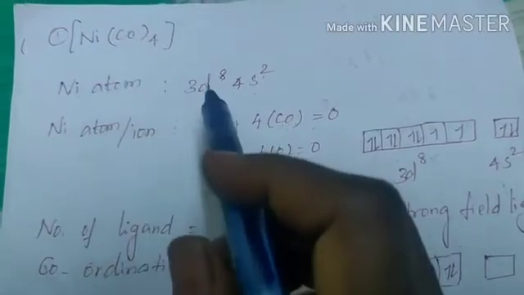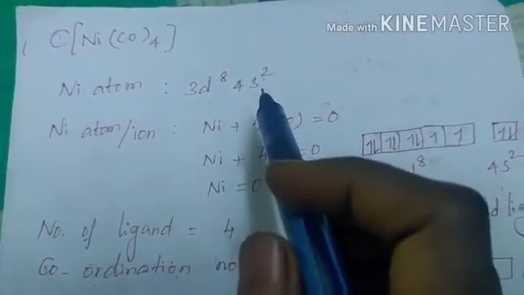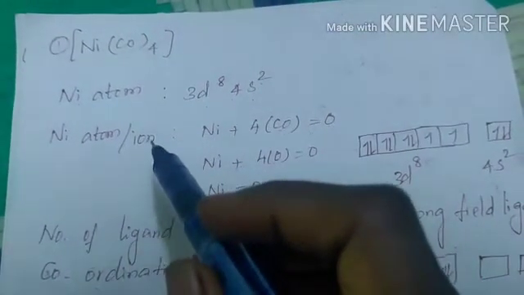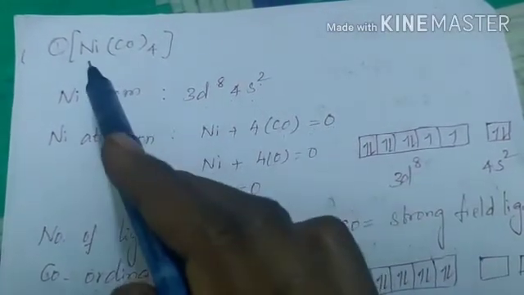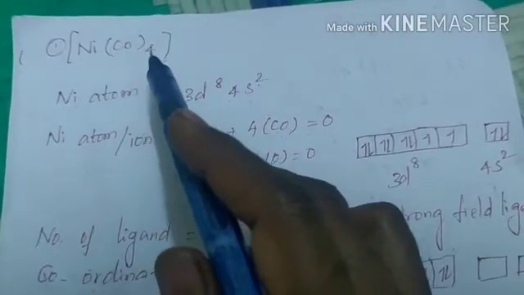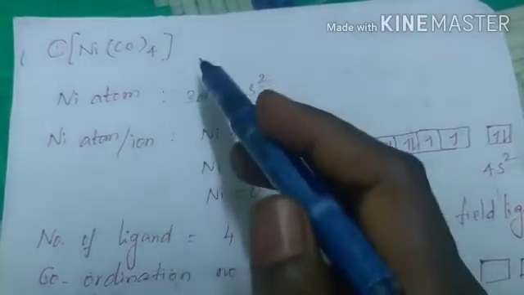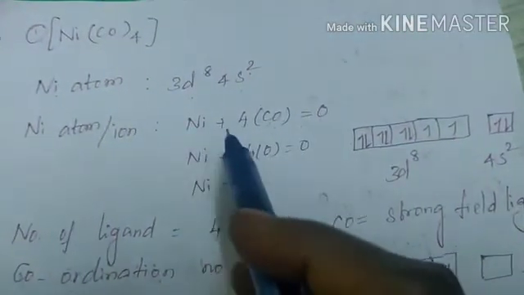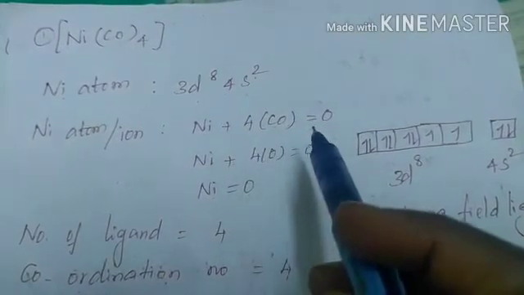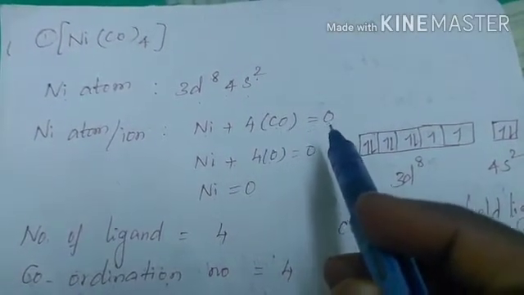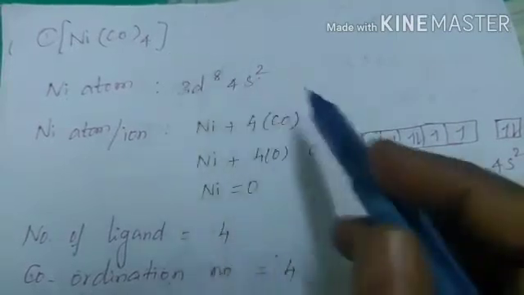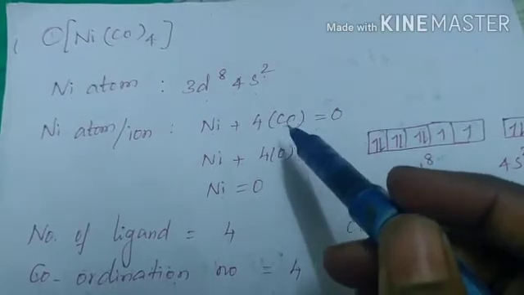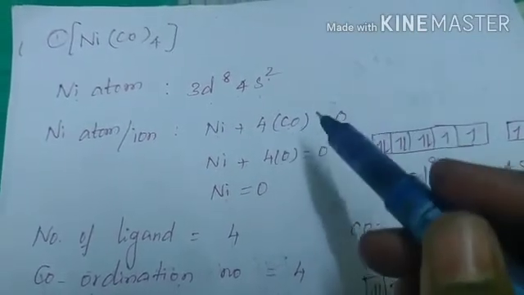Central metal atom nickel, outer shell electronic configuration 3d8 4s2. In this complex, we find out the nickel charge. The sum of the charge of the central metal atom and the total charge of the ligands is equal to the charge of the complex. So, nickel plus 4 carbonyl charge equal to 0 because the complex is neutral. Carbonyl is also a neutral molecule. So, this charge is 0.